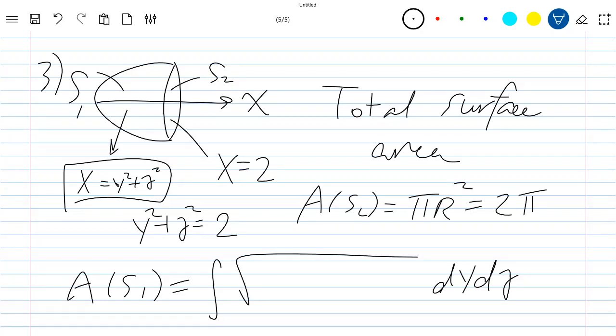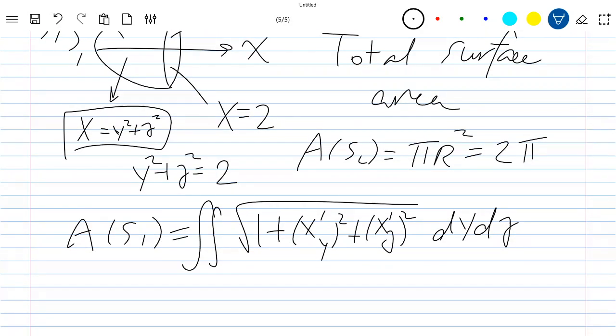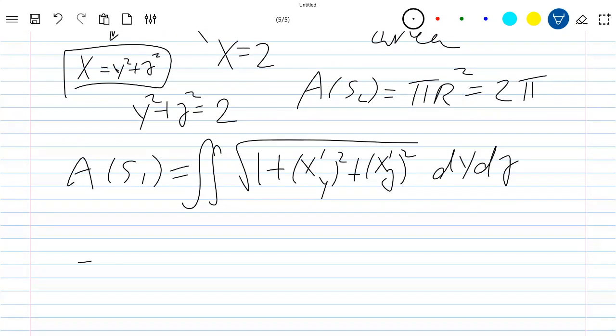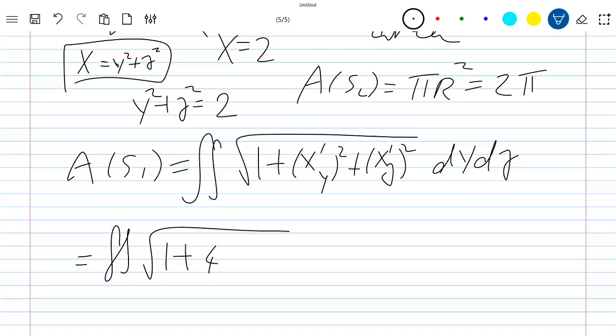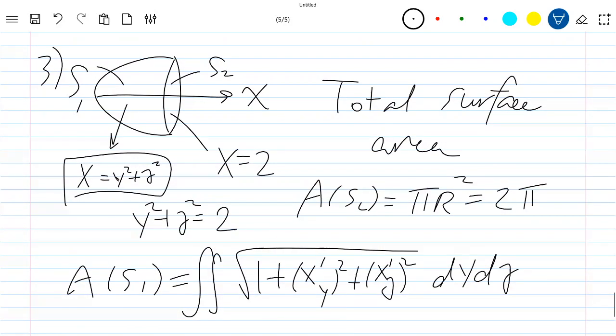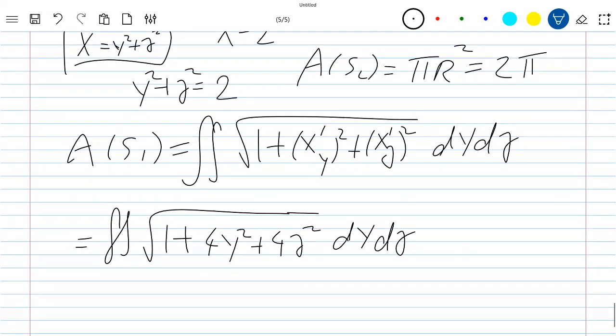Then what's inside here? It's 1 plus x prime y squared plus x prime z squared, right? And we'll figure out the limits later. Let's see what's inside the square root. Take a derivative, you get 2y and 2z. So it's 4y squared plus 4z squared and dy dz. Okay, what is this domain? The domain is just this, right? Or actually, it's the projection onto the yz plane. It's the same thing. It means y squared plus z squared is less than or equal to 2.